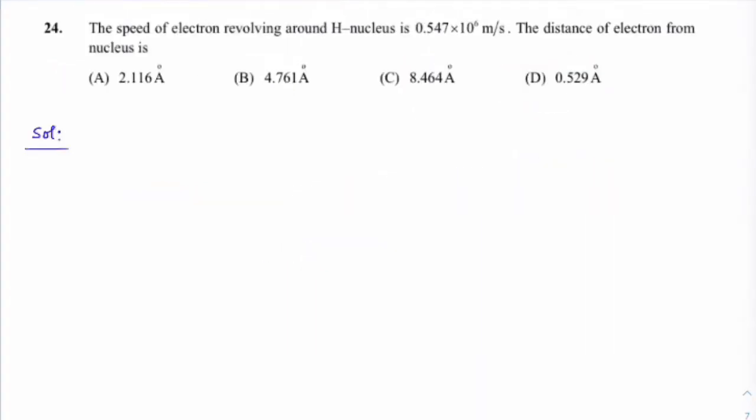Okay, let's see this question now. It says that the speed of the electron is given and the distance of the electron from the nucleus has to be identified. I think we just have to recall the formula of velocity, which is 2.16 into 10 raised to the power of 6 z by n meters per second. This value is already given to us as 0.547 into 10 raised to the power of 6, and we know the z value is 1 for hydrogen.